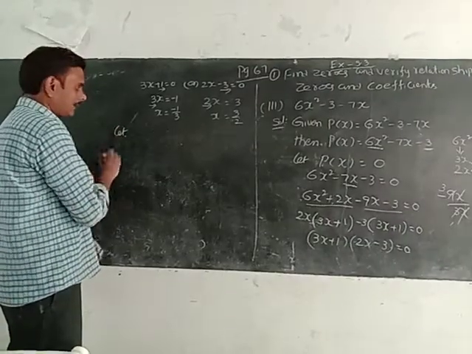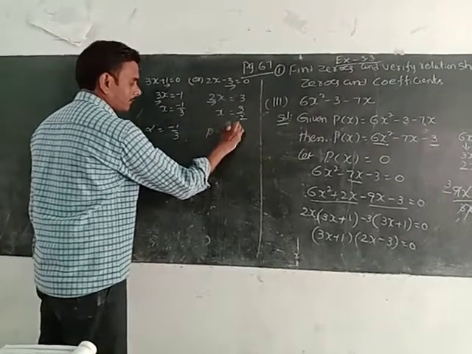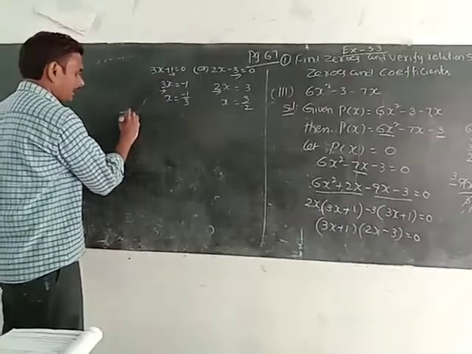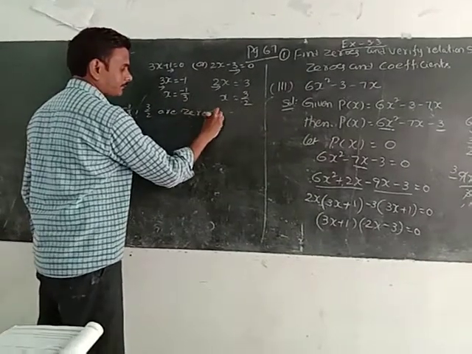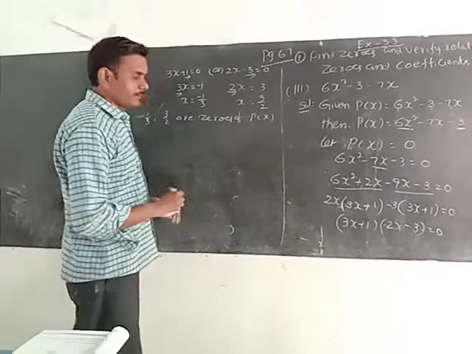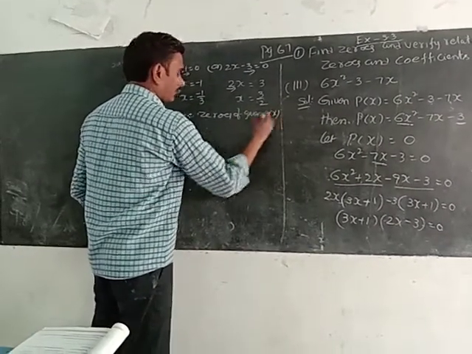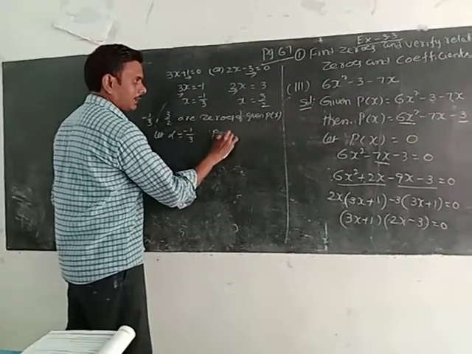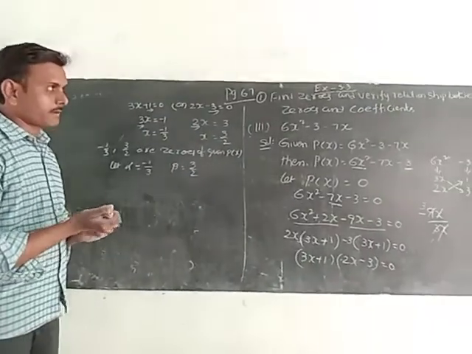Let alpha equal to minus 1 by 3, beta equal to 3 by 2. We have to write this step: minus 1 by 3 and 3 by 2 are zeros of p of x. What is p of x? That one, the given p of x. Now take alpha equal to minus 1 by 3, beta equal to 3 by 2.